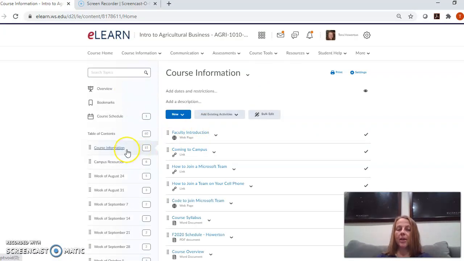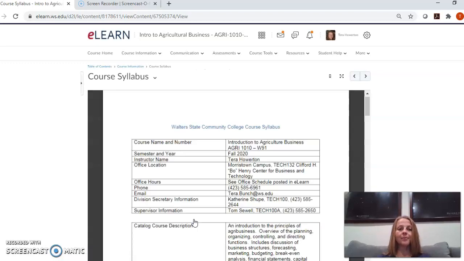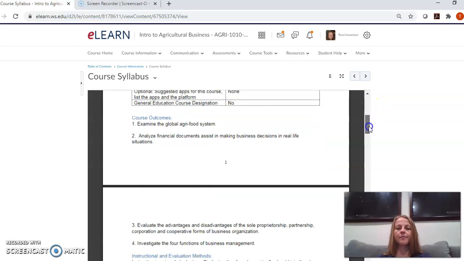Under course information, you will see a faculty introduction that tells you a little bit about myself, instructions for coming to campus in case you need those, information about how to join a Microsoft team, and then the course syllabus. We're going to land here for just a few minutes. I don't intend to read you the course syllabus because in an online class, it's expected that you would do that. However, there are a few things that students are generally interested in.